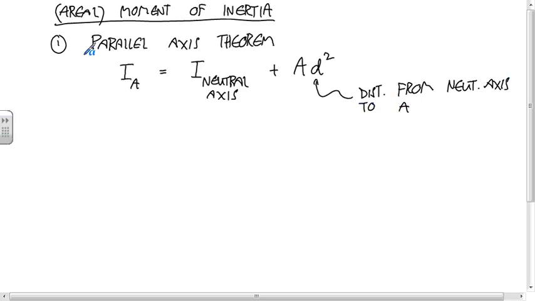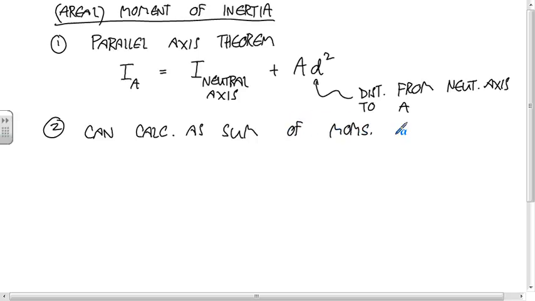And then the second thing to remember about the areal moment of inertia is that you can add moments of inertia of component pieces to get the moment of inertia of a complicated shape. So you can calculate it as a sum of moments of inertia of component pieces.